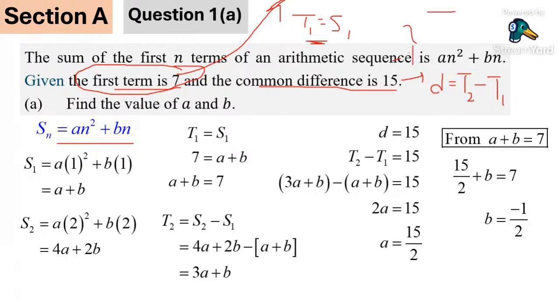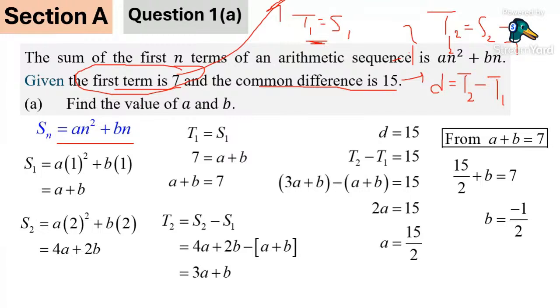For T2, I can make use of the Sn formula: Tn equals to S2 minus S1. So this is a rough idea we can see. Overall, what you can roughly see is that I need to know what is S1, S2, T1, T2 before I can start to solve the questions.